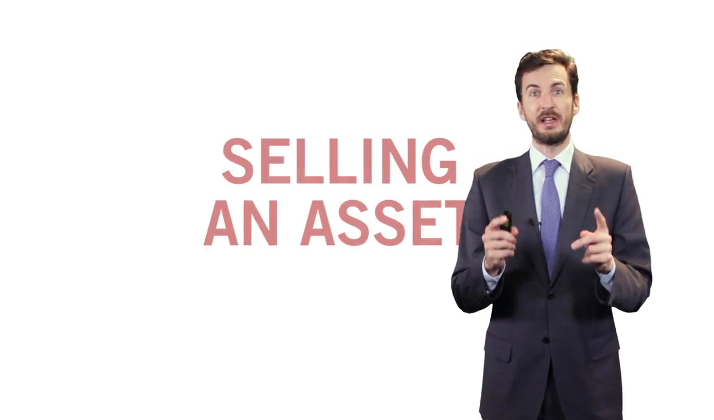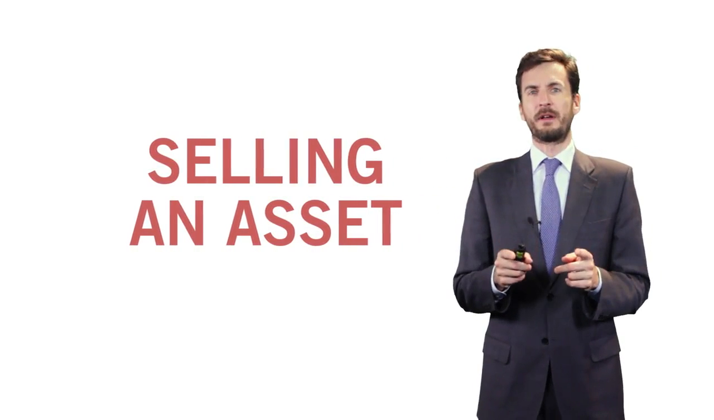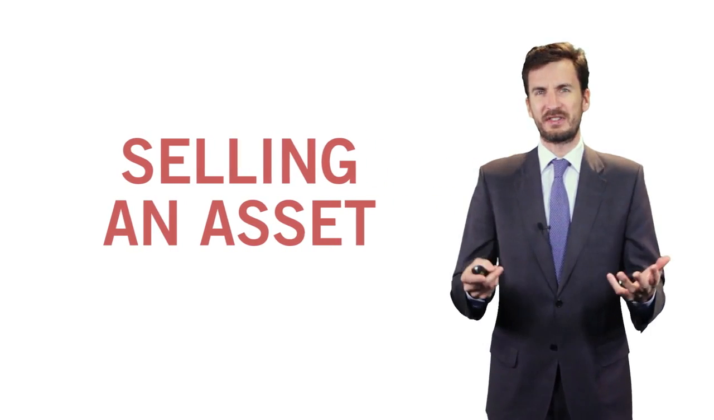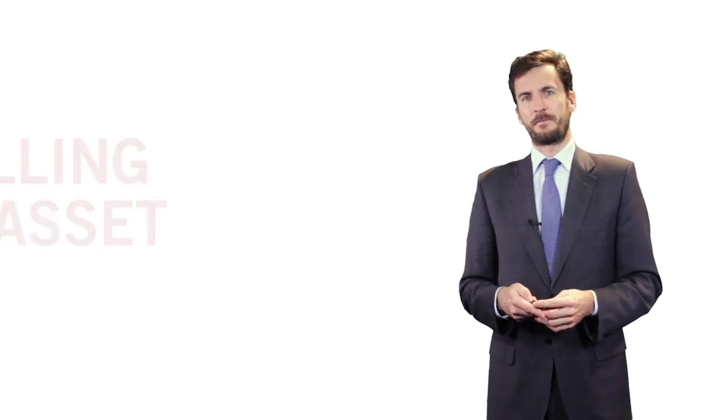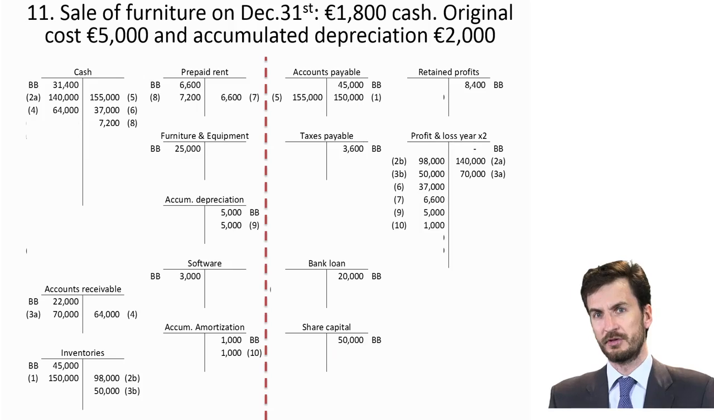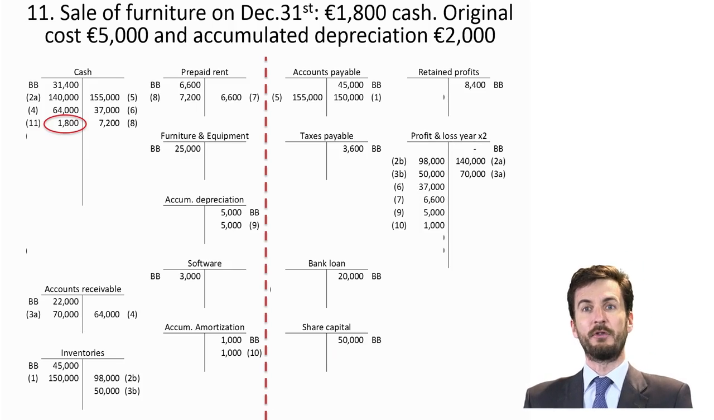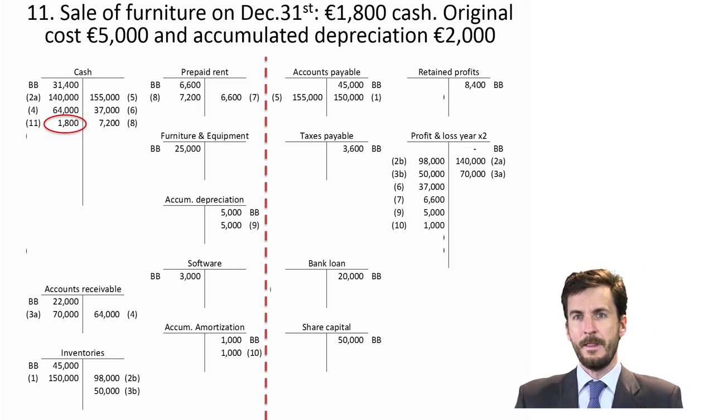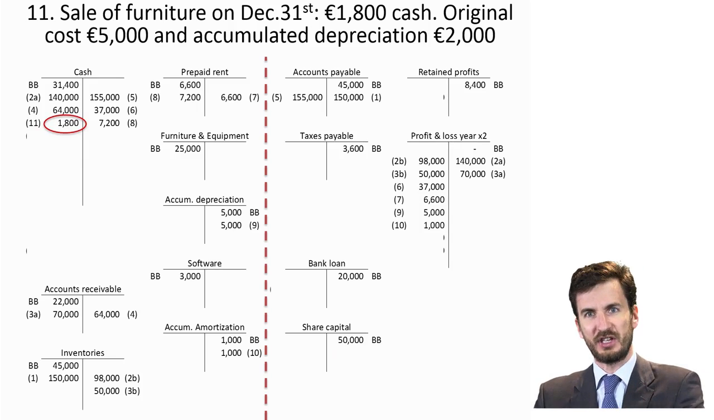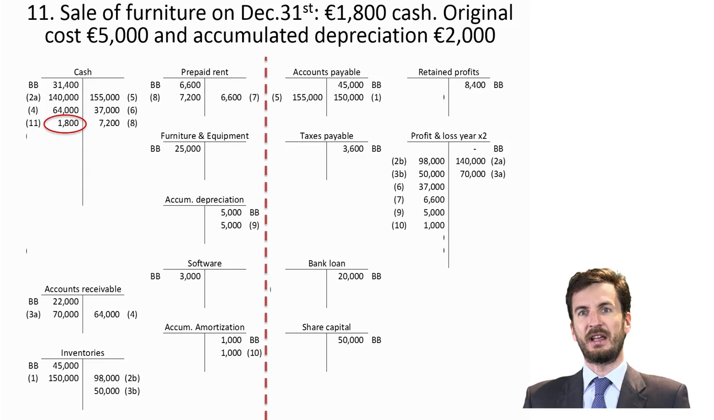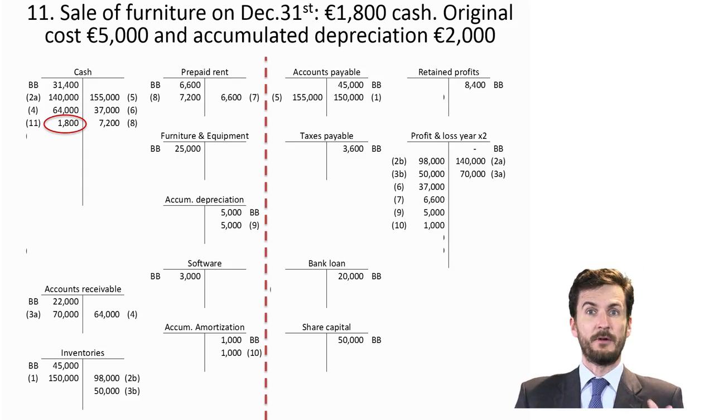This is a new transaction that we have not seen before, and it's the sale of part of the furniture and equipment. So what happens when you sell an asset? How do you recognize that? So we sell it for a price of 1,800 euros. So that's the cash that we're going to receive. Therefore, we debit cash for this amount. Now, what we are giving in exchange for that cash is an asset the original cost of which was 5,000 euros. But it also had an accumulated depreciation of 2,000 euros.